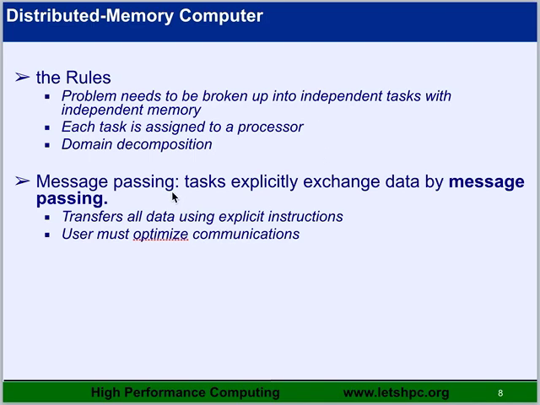Now, in message passing paradigms, we are talking about messages. This message exchange takes place explicitly. So we need to understand what a message is. These messages are basically some kind of data, and they are transferred explicitly using explicit instructions, and we need to understand how to optimize these communications.